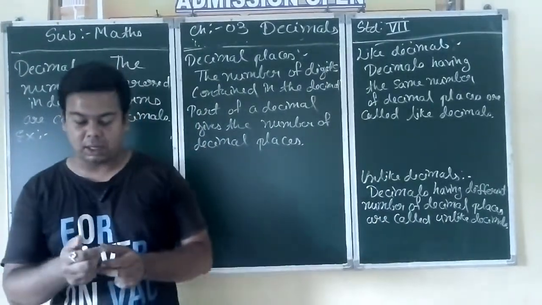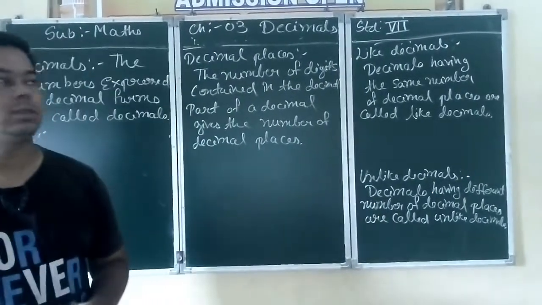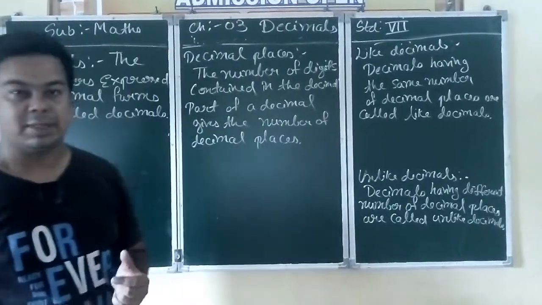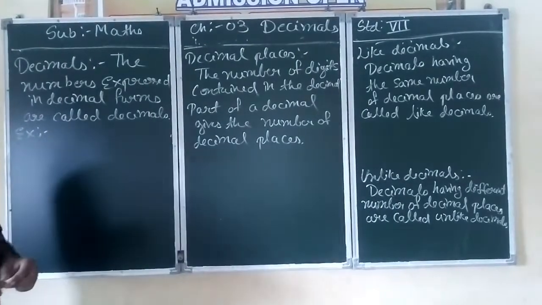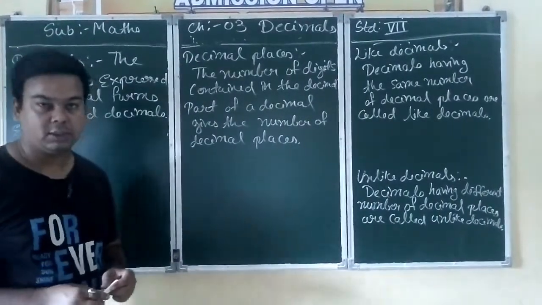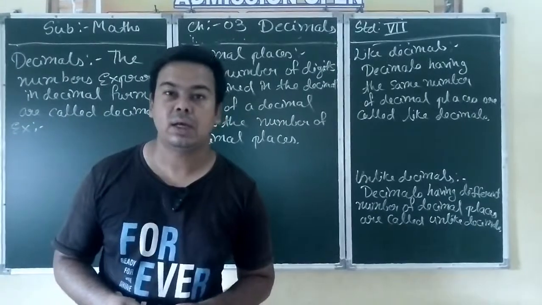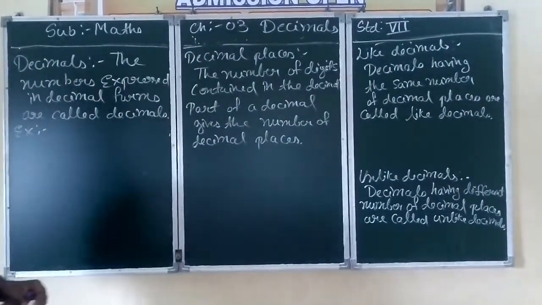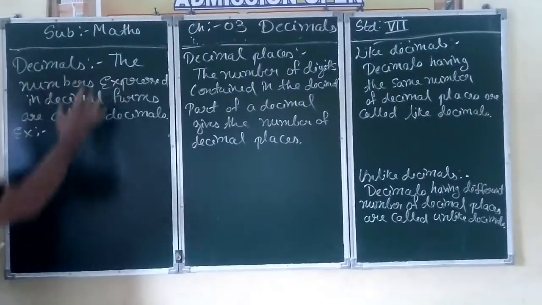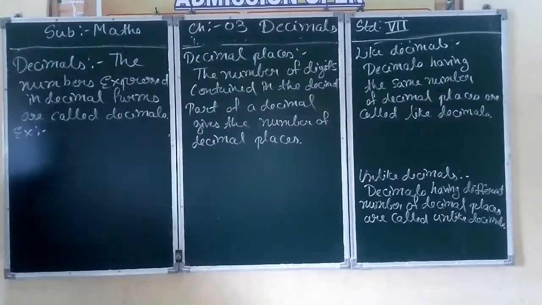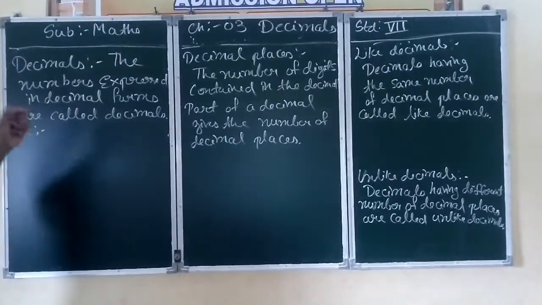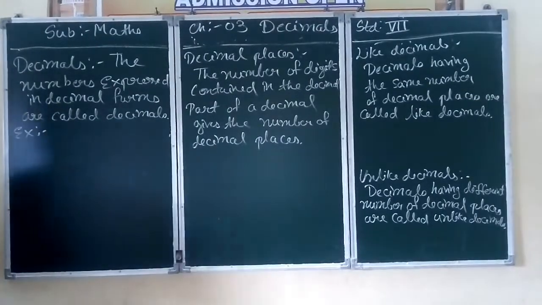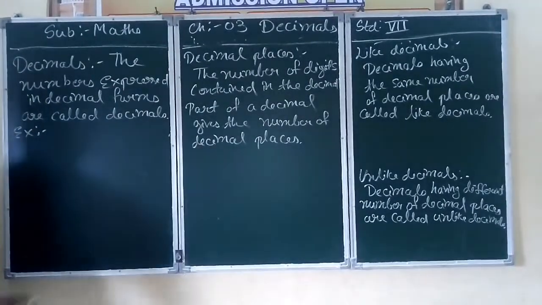In our previous class, you studied decimals. So what are decimals? Decimals means numbers written with a decimal point, or a fraction whose denominator is always tens, hundreds, thousands, and so on. The numbers expressed in decimal form are called decimals. I will explain with examples.